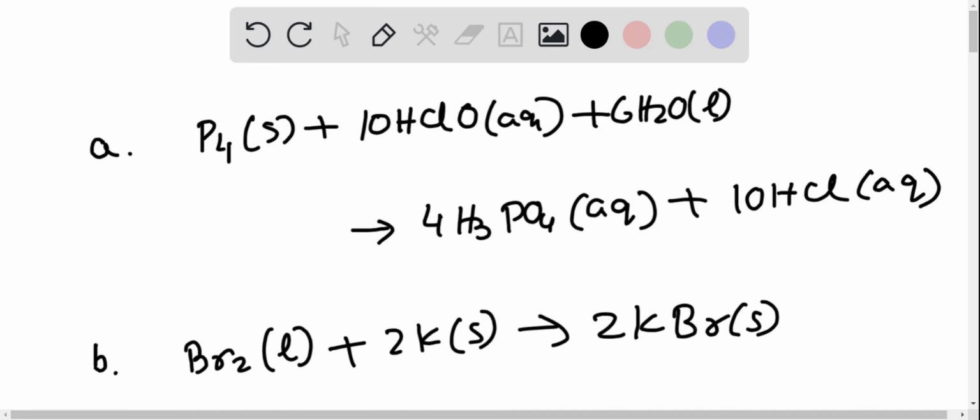P4 + HClO, this is a redox reaction. Here, the oxidation number of P is 0, and in phosphoric acid it is positive 5. So the oxidation number of the phosphorus atom increases from 0 to 5. So phosphorus is oxidized.